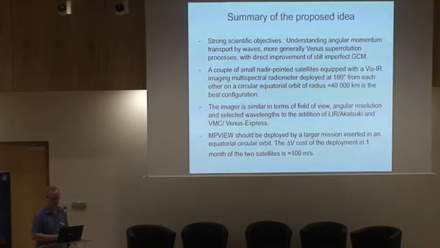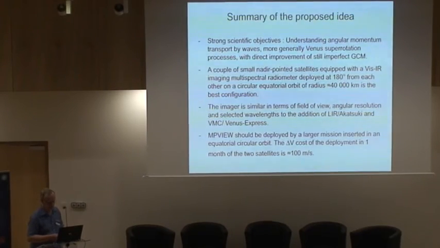So what about the proposed idea? So again, the scientific objectives are very strong. And this is a new science, the science of waves in the atmosphere. So a couple of small nadir-pointed satellites equipped with a radiometer can do the job. And MPVIEW should be deployed by a larger mission inserted in an equatorial circular orbit. Perhaps a generic mission deploying several small satellites, possibly also for other purposes.